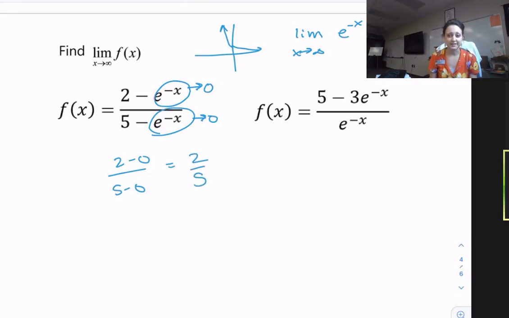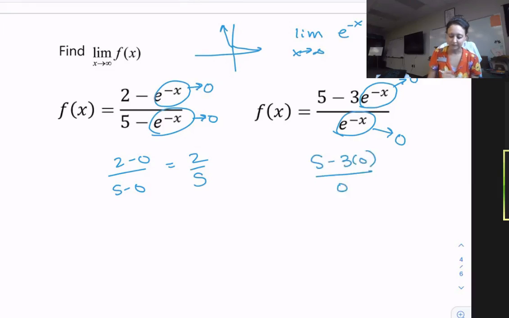All right, let's take a look at that second one. Again, e to the negative x is going to go to 0 as x approaches infinity, as is this part. So I have 5 minus 3 times 0 over 0. So I have 5 over 0. Remember, 0 on bottom is a no, so this limit is a DNE.